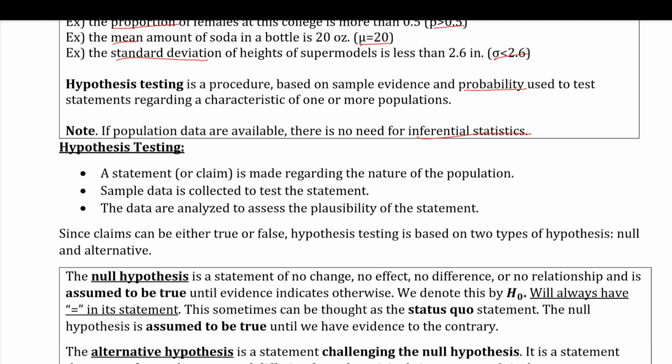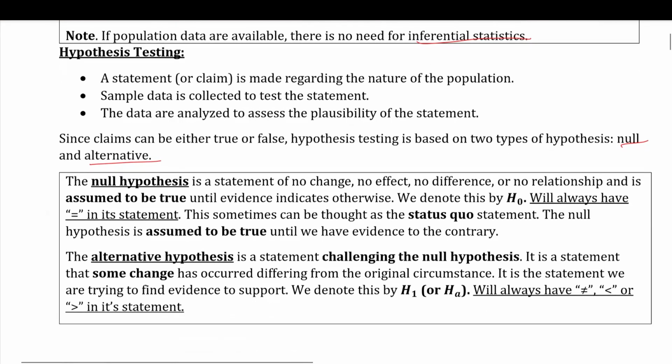Now, a claim is made, correct? Now, that claim can either be true or false. Now, hypothesis testing is based on two types of hypothesis, and that is the null hypothesis and the alternative hypothesis. Okay, so these are all new terms for us, so let's go ahead and define them.